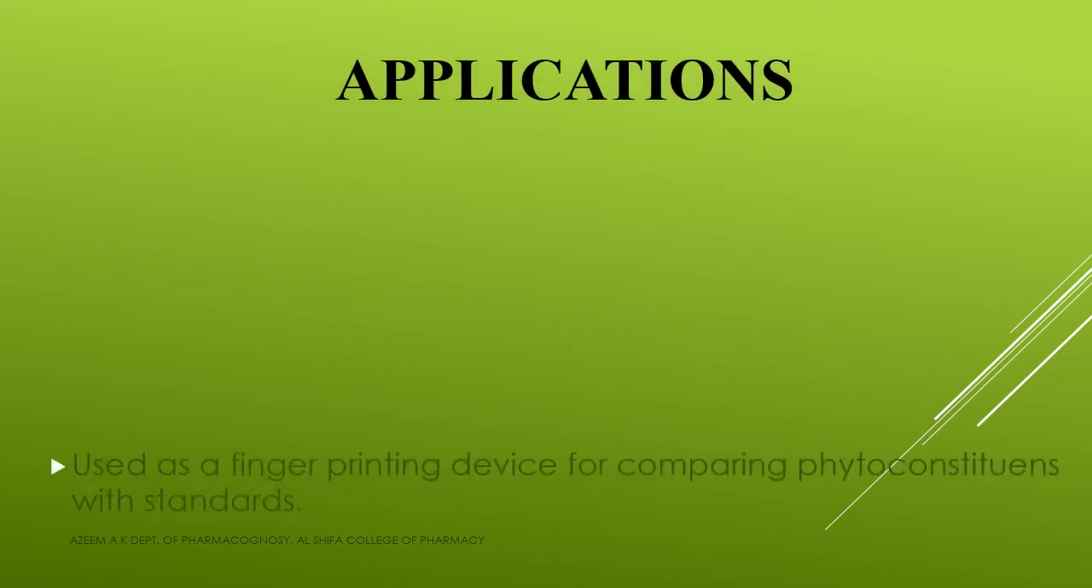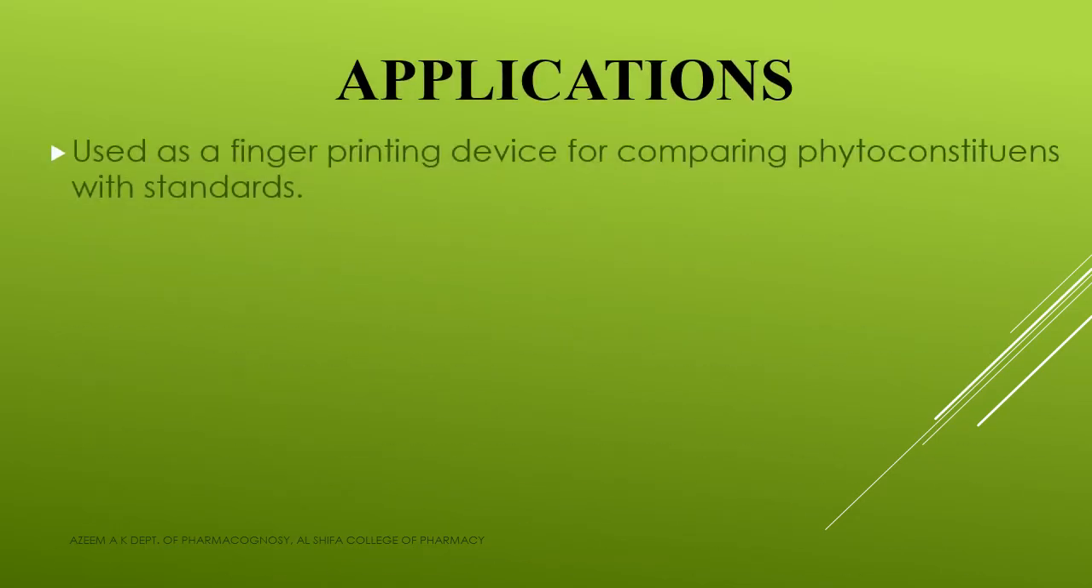Now, next thing is we can see the applications of NMR spectroscopy. It is used as a fingerprinting device for comparing phytoconstituents with the standard. This is a major application of NMR spectroscopy. What is it? It is used as a fingerprinting device for comparing the phytoconstituents with the standard.